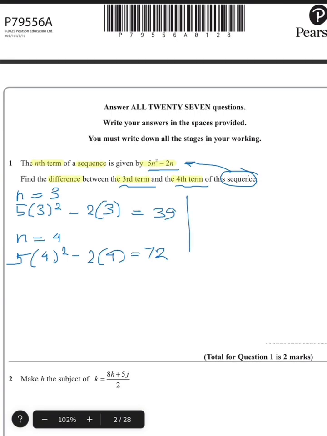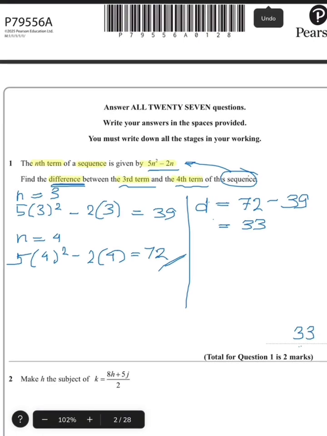Okay. Notice how they said to find the difference. The difference means how far apart the two values are, so we are going to subtract the smaller term from the larger term. So for that, I'm going to write D as the short form for difference and subtract 39 from 72, as 72 is the largest number, and that's going to give us 33. So the answer is simply 33.